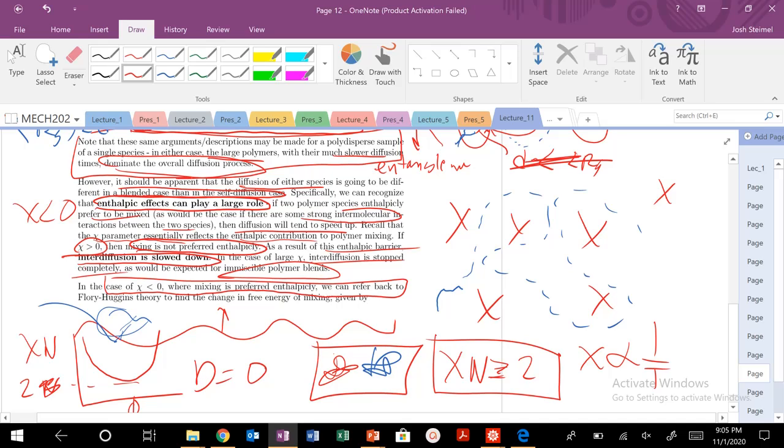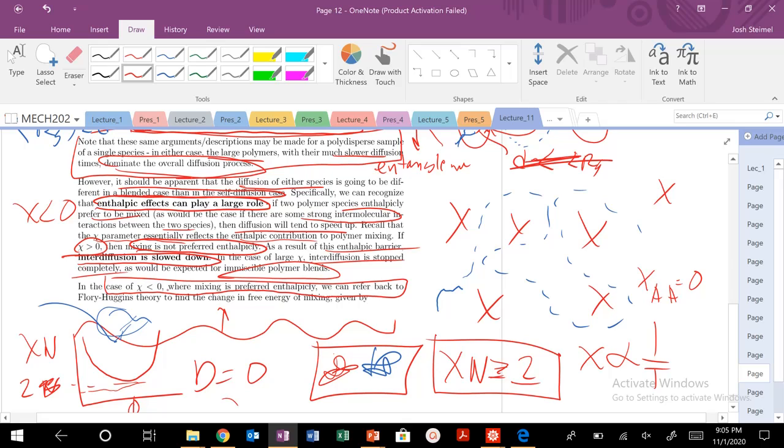If your chi-n is less than 2, somewhere around here, it's still going to slow down compared to our homopolymer case, where chi was equal to 0. So if you're between 2 and 0, it's going to be slow relative to what we've been talking about previously.